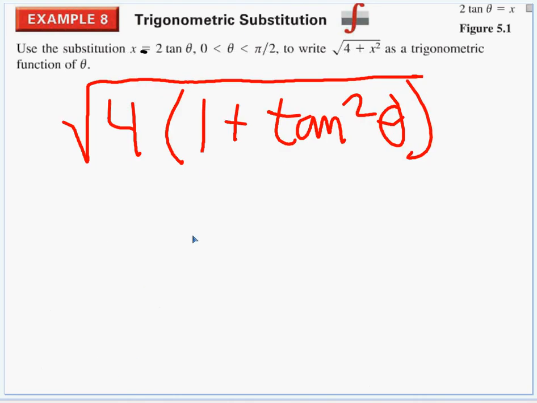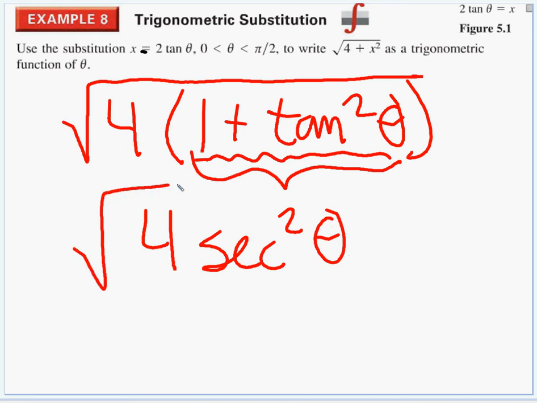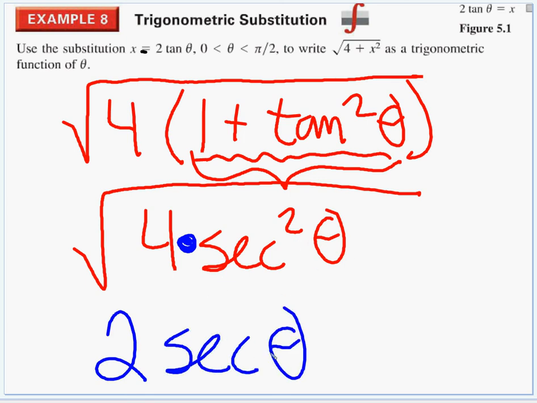All right, now if we go to the Pythagoreans and we look for 1 plus tan squared theta, well, that's the same as secant squared. So this 1 plus tan squared, we can use a Pythagorean to make that into a secant squared times that 4. Now, since these are multiplied, we can square root them separately. The square root of that 4 is a 2. The square root of secant squared will just be secant to the first. So there we go.